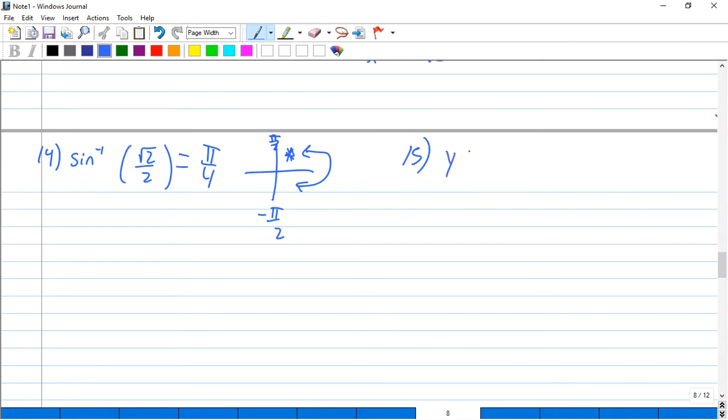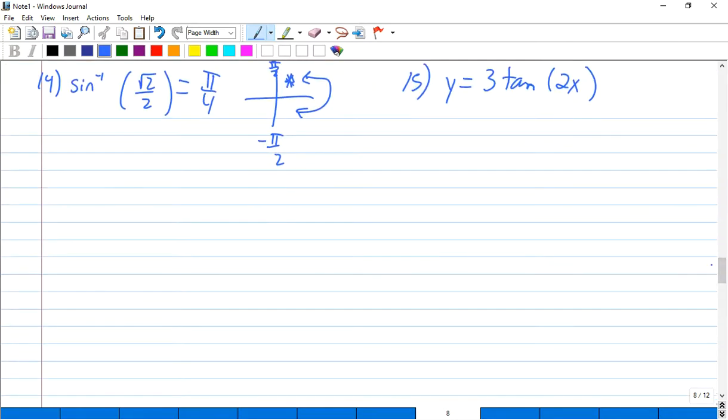All right, number 15. Graph y equals 3 tangent 2x. So remember, the main thing with tangent is, where is it going to cross the x-axis, or where is it going to be equal to 0? So that's the same thing. It's going to cross, or where will it equal 0? And then the other thing that's important is, where will it be undefined? Because that's going to be where you're going to have your vertical asymptotes.